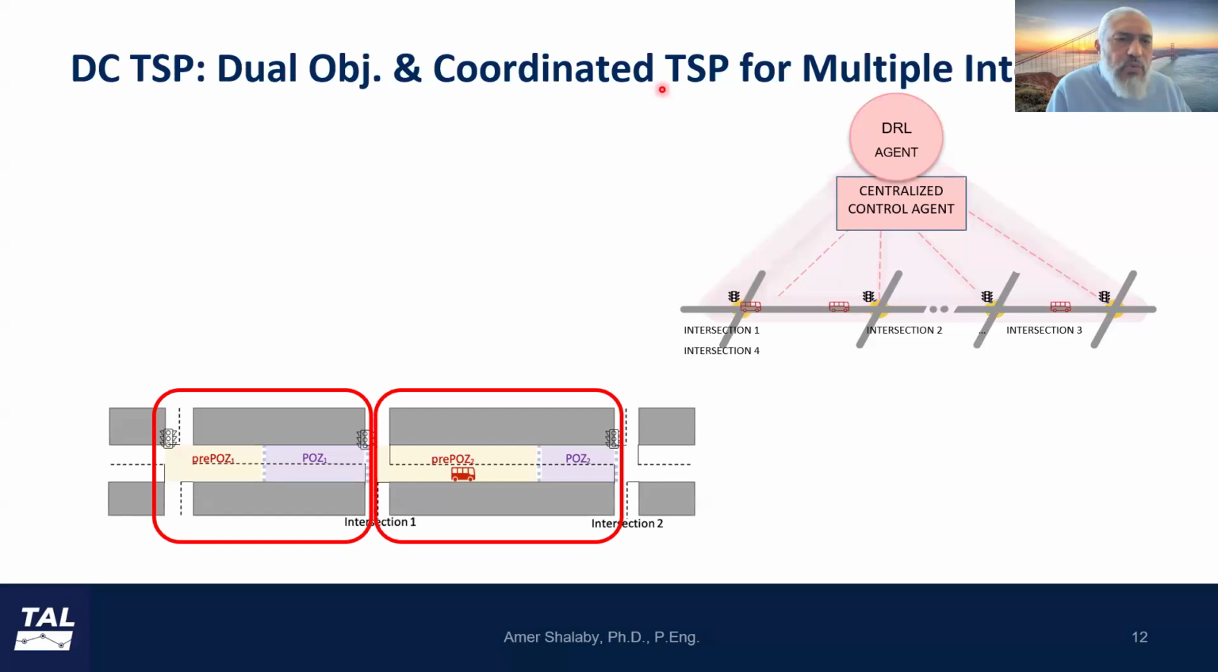So we extended our work to develop something called dual and coordinated TSP, whereby you have multiple intersections and you try to coordinate the actions of the individual intersections in terms of the green extension and red truncation they give, so that if you have a bunch, you break this bunch. And in normal operations, you try to minimize headway deviation by having coordinated TSP actions at multiple intersections.